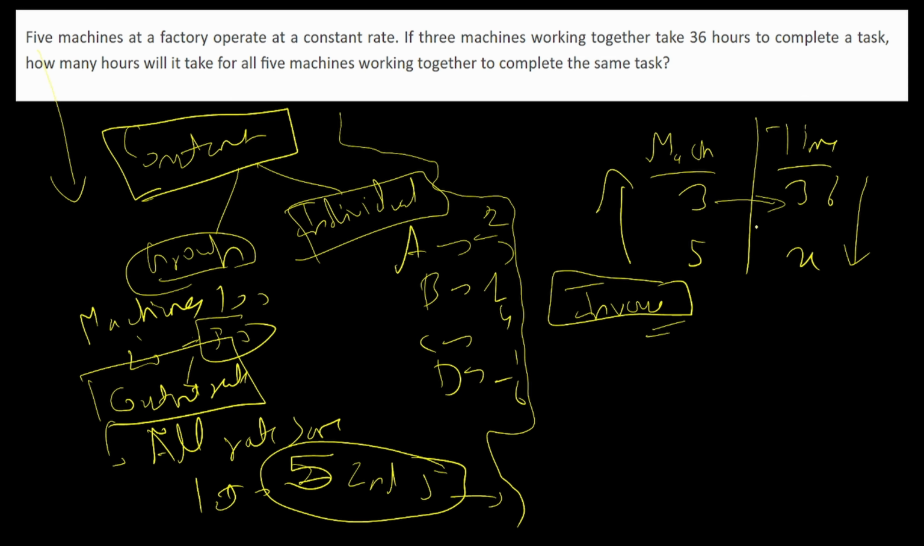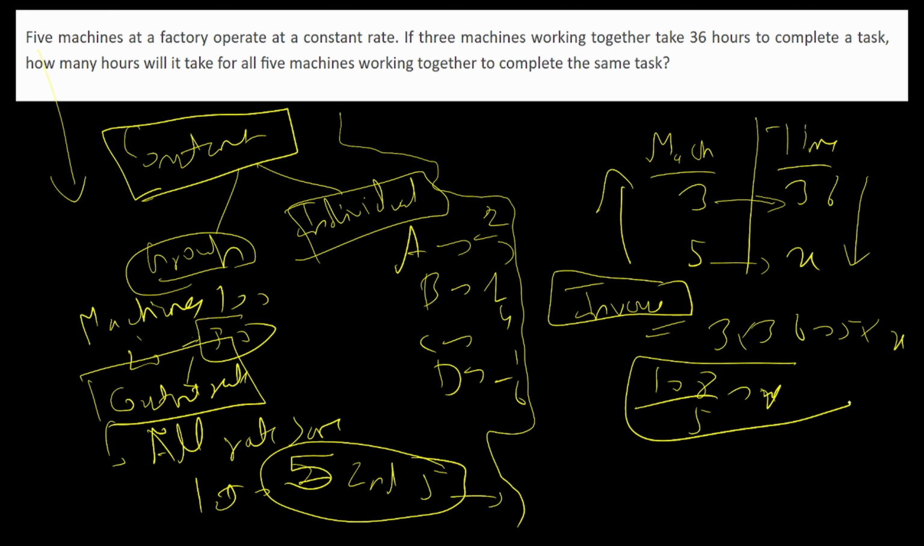We just have to multiply them directly. 3 into 36 is equal to 5 into x. So 3 times 36 is 108, and 108 by 5 is equal to x. And x is your answer.